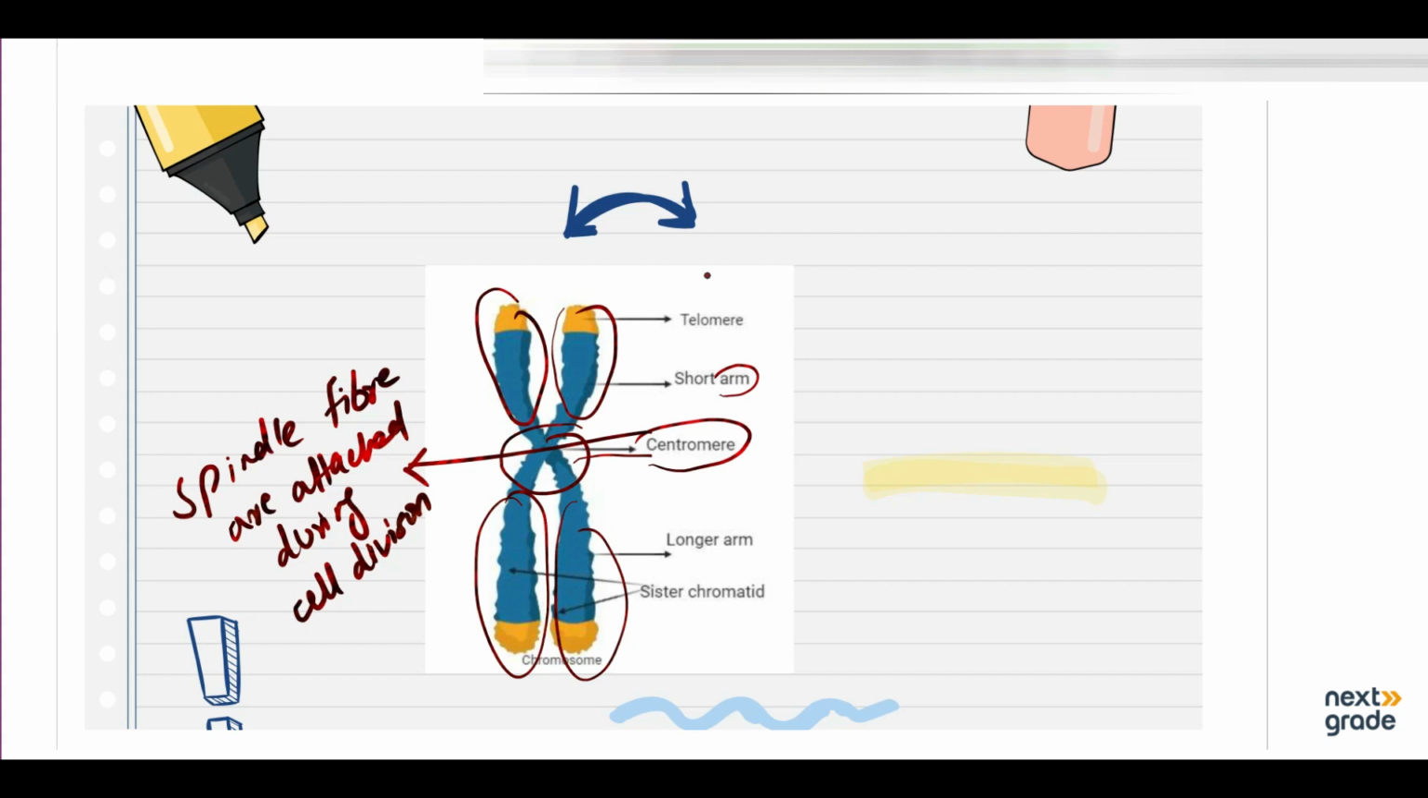Each chromosome consists of two identical chromatids at the beginning of the cell division. Chromatid is the exact replica of the chromosome, which are held together at the centromere. So this is showing you the structure of the chromosome, like the two arms, and then the shorter arm is present in the above and the longer arm is here below, and then the center is the centromere.